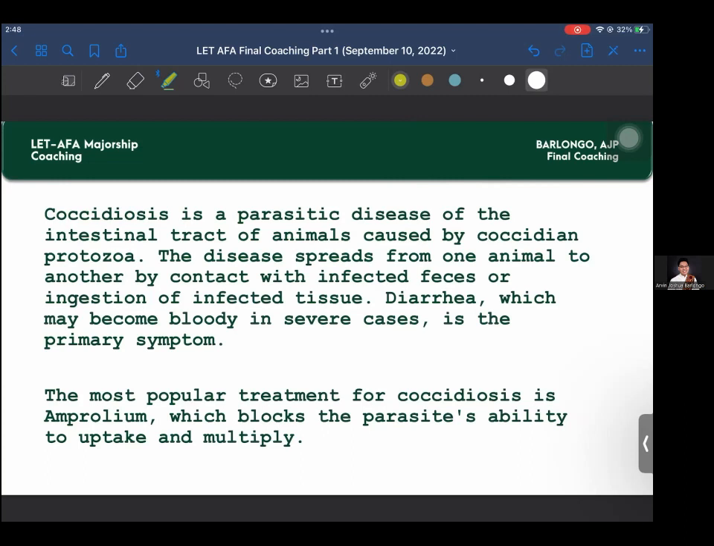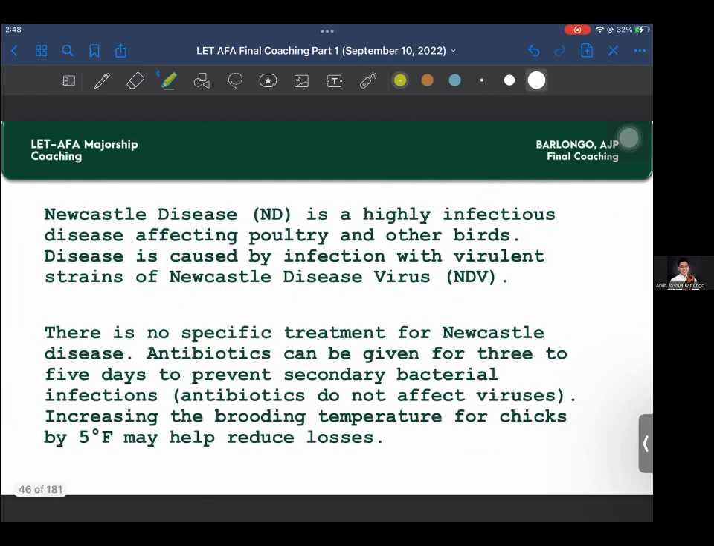The next one is fever. Of course, there is also a treatment for that, so that cancels that out. And of course, we have our answer, which is Newcastle disease. Unfortunately, Newcastle disease has no specific treatment yet. It is a highly infectious disease affecting poultry and other birds. The disease is caused by infection with virulent strains of the Newcastle disease virus. So this one is caused by a virus and at the same time, it doesn't have any treatment. So this is our answer.